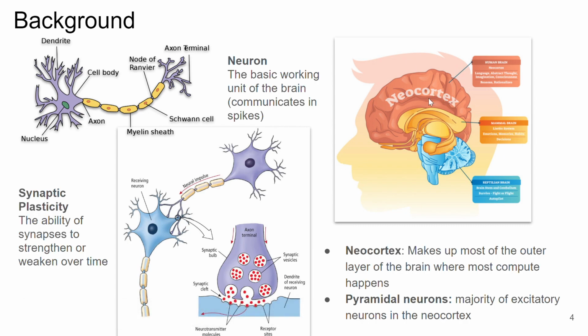And if this is the human brain, the neocortex makes up most of the outer layer of the brain where most compute happens, and the majority of excitatory neurons in the neocortex are pyramidal neurons.